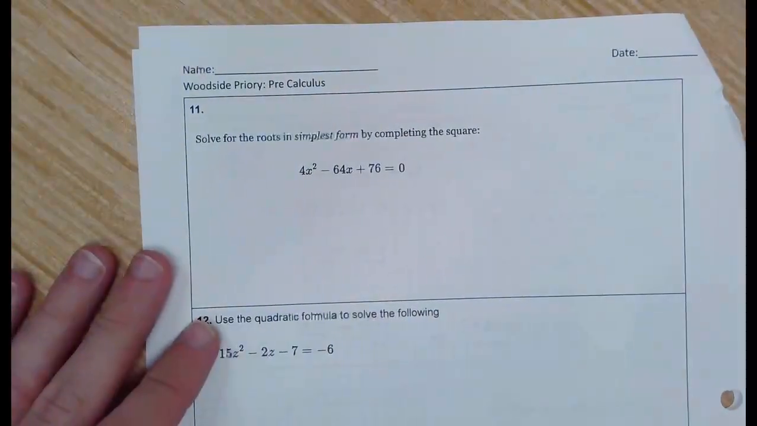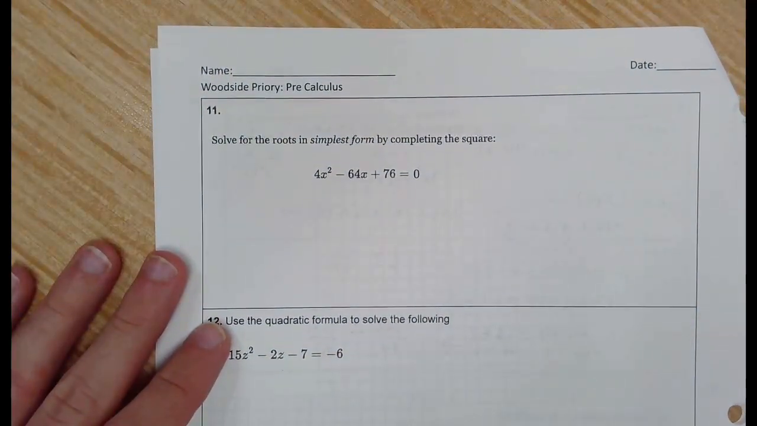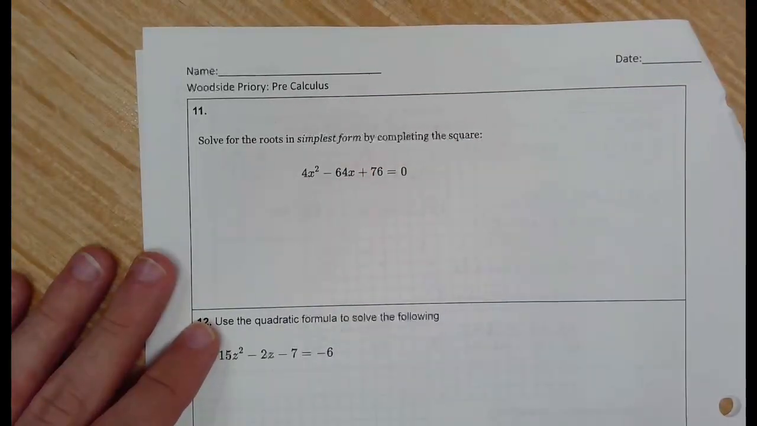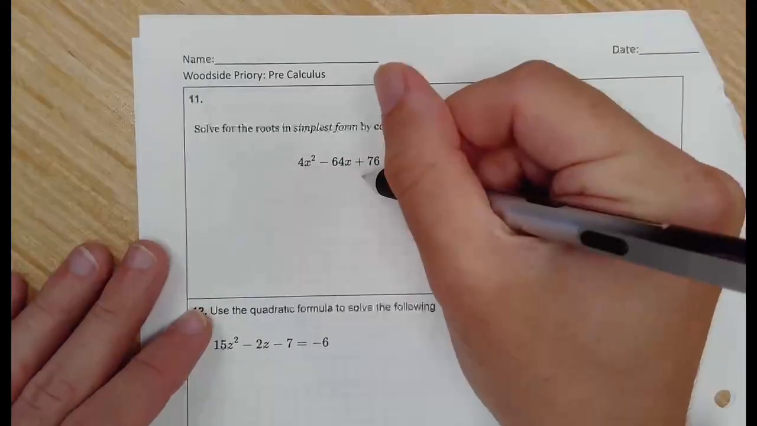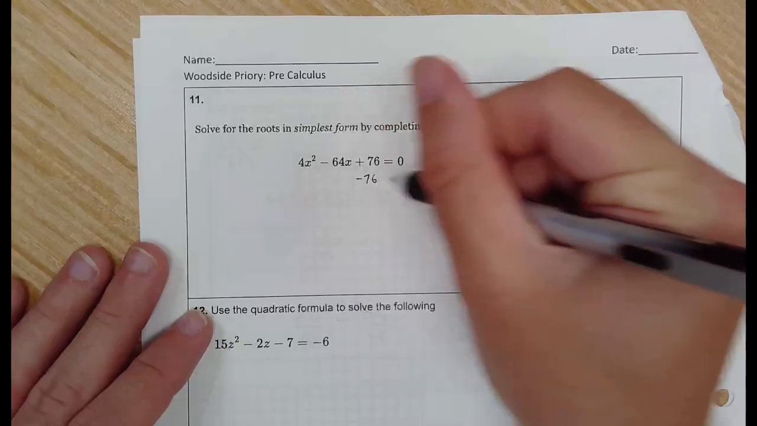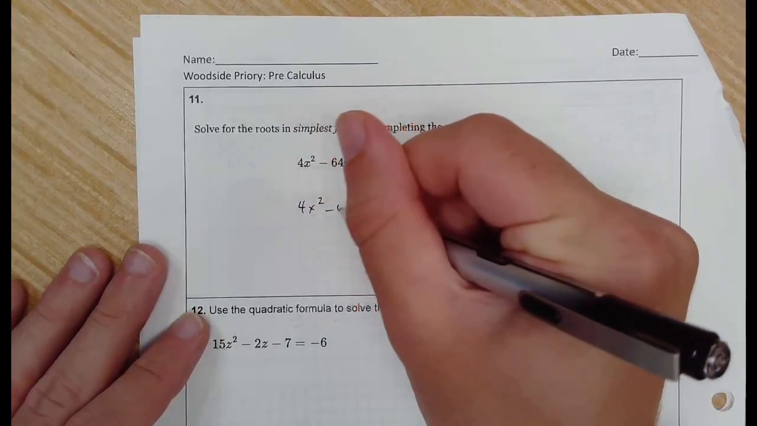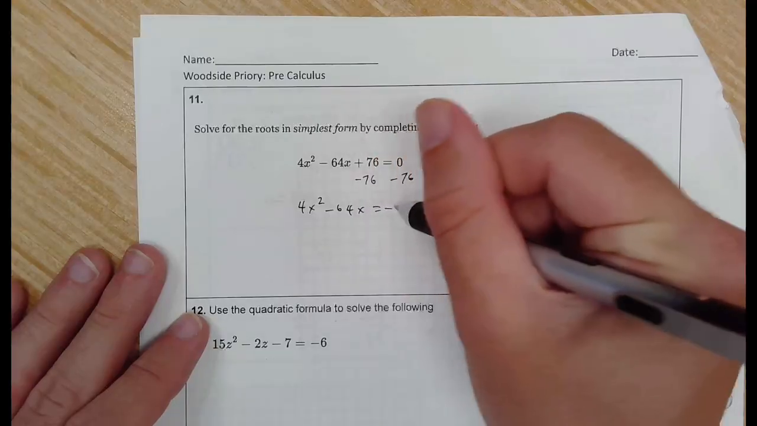All right, solve for the roots in the simplest form by completing the square. So this is asking us to complete the square. Let's do it. Okay, so first step, clear the constant. Minus 76 both sides. I'm going to rewrite it. 4x squared minus 64x equals negative 76.